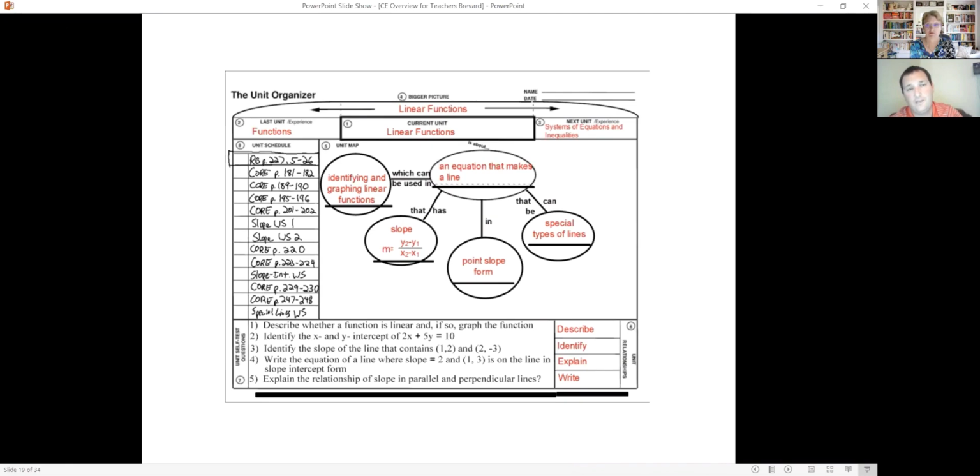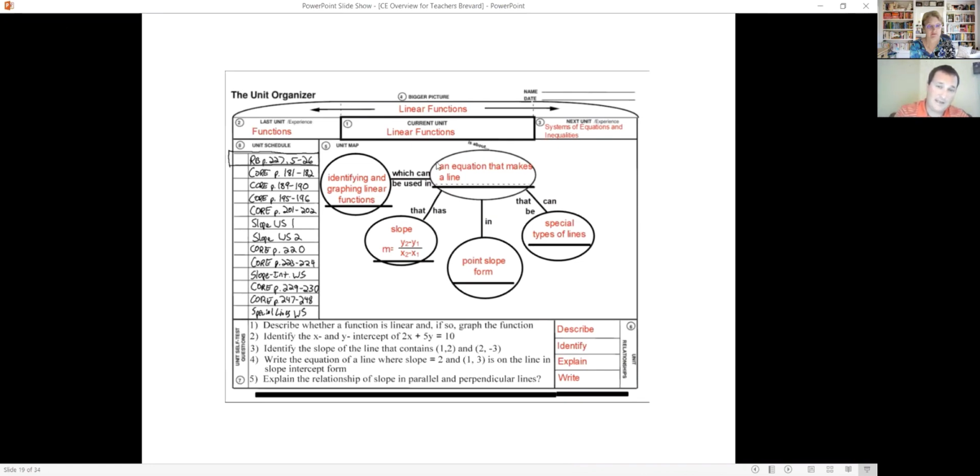At the start of a new unit, they get a new one of these. My students have 2 page protectors in their binder. The first one has that course organizer. The second one is going to have the most current unit organizer that we're working with. If we're working in linear functions here, this would be towards the end of a completed unit.